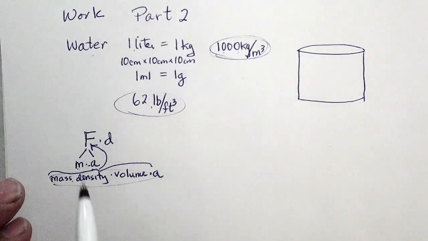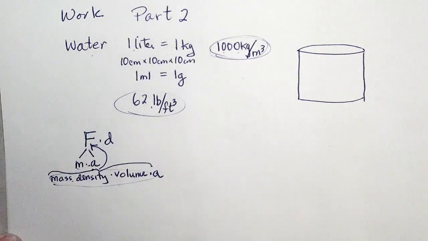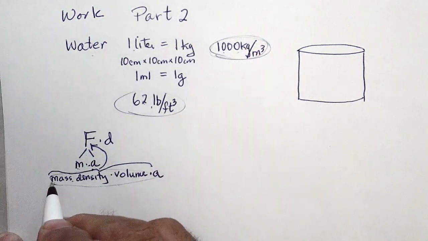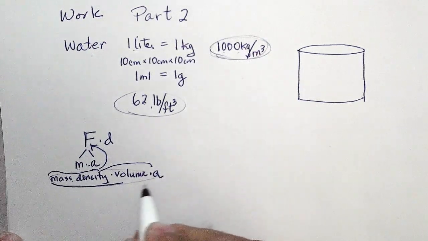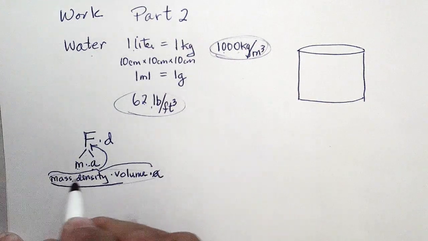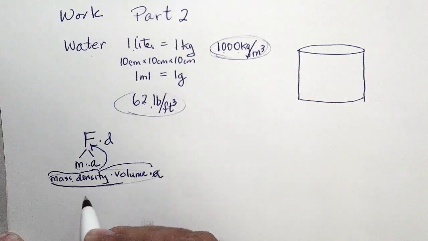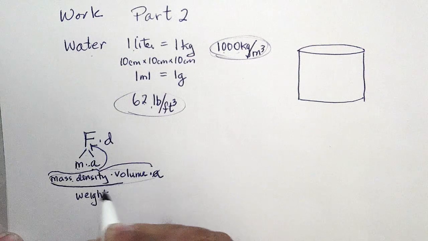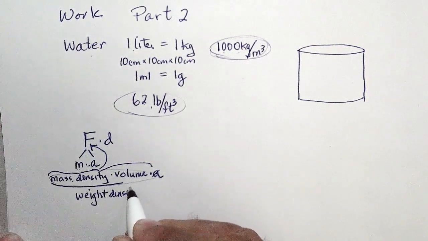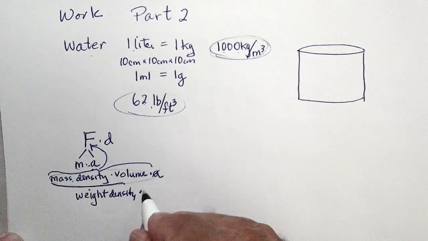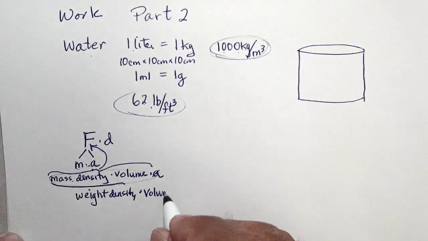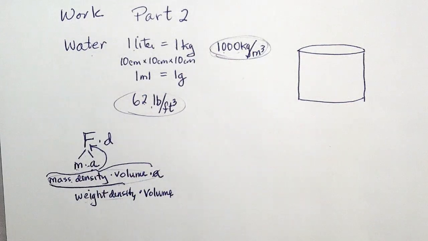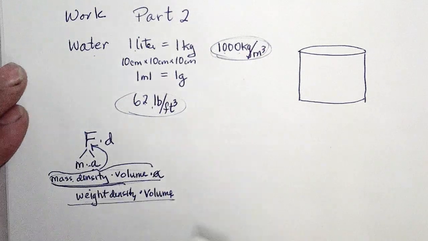And then it's just times how far you lift it. If you're in the English system, you don't need mass density because they give you weight density. The acceleration is already in that. Mass density times acceleration is weight density. So if you're doing the weight density of water, all you have to do is multiply by the volume, and that will give you the weight or the force, and then times the distance you lift it. So you've got to be careful about whether you're in the metric system or the English system.